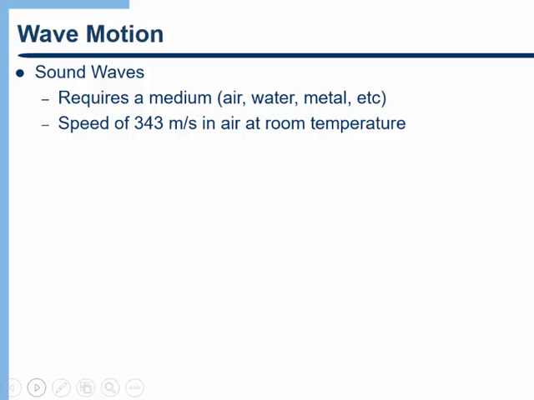The speed of sound in air at room temperature, standard temperature and pressure, is about 343 meters per second. The speed of sound does change with air pressure and temperature, so that's an approximate value in most circumstances.